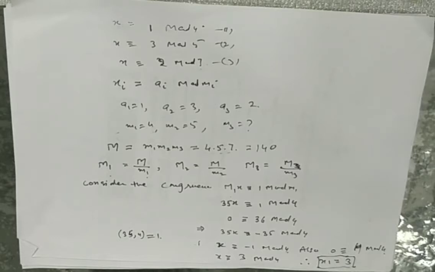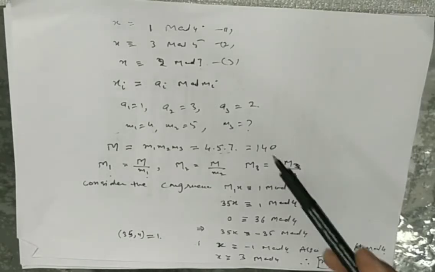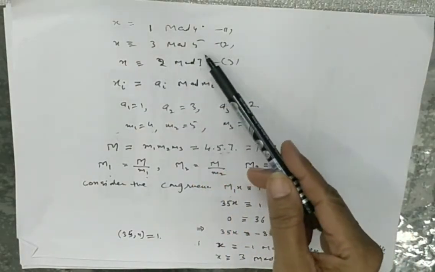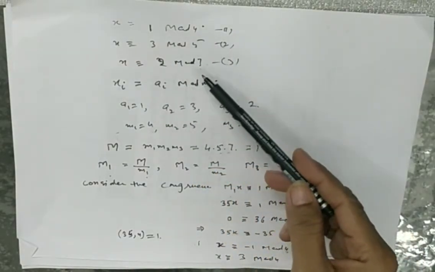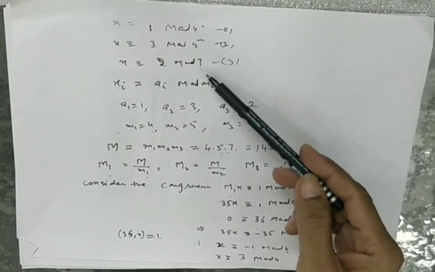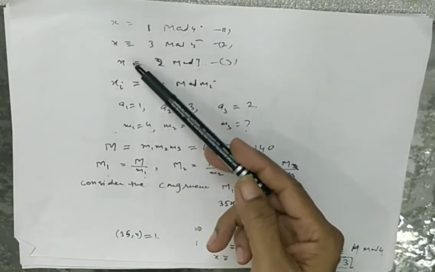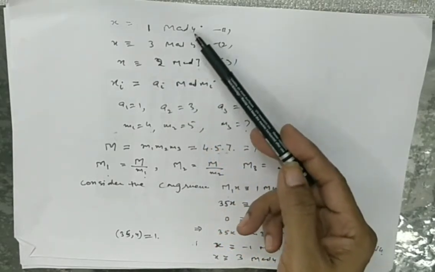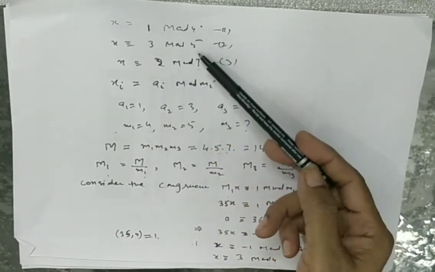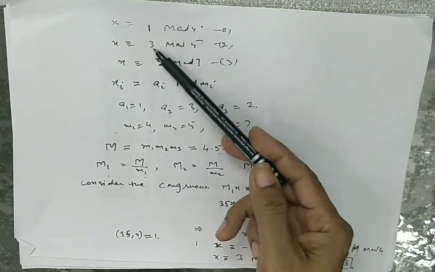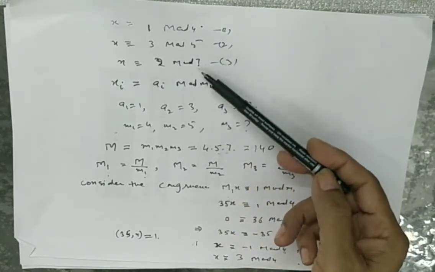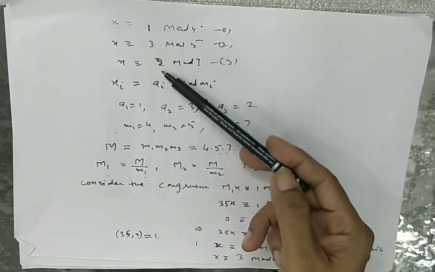Now let's take this example: x is congruent to 1 modulo 4, x is congruent to 3 modulo 5, and x is congruent to 2 modulo 7. This means we have to find a number which when divided by 4 gives the remainder 1, divided by 5 gives remainder 3, and divided by 7 will give the remainder 2.